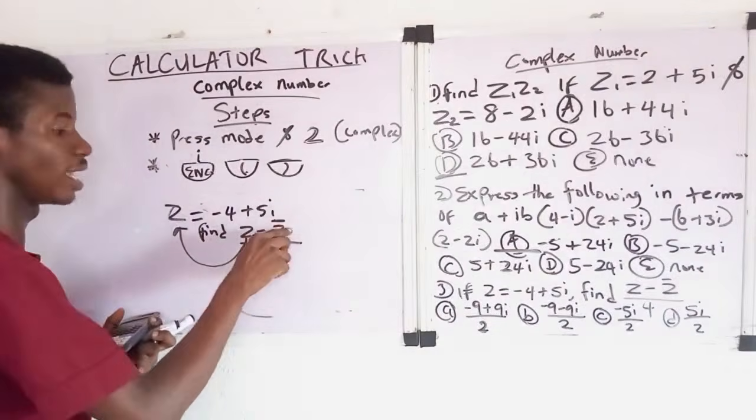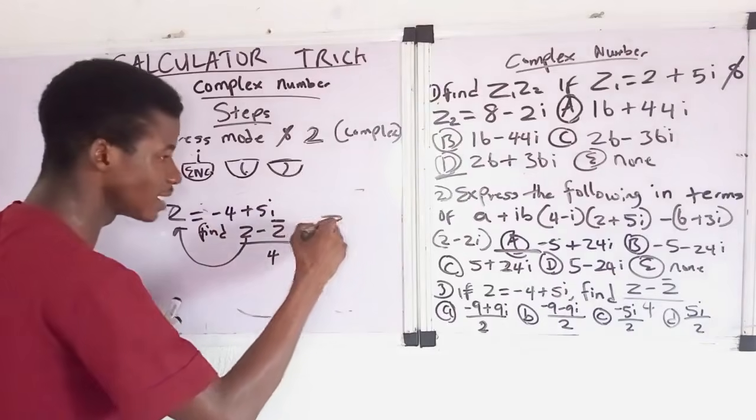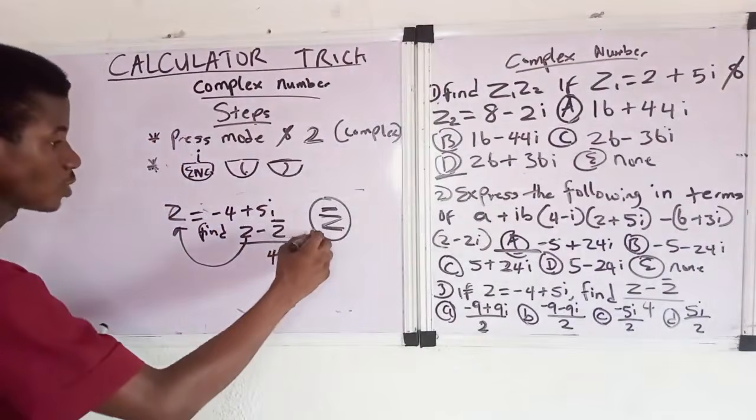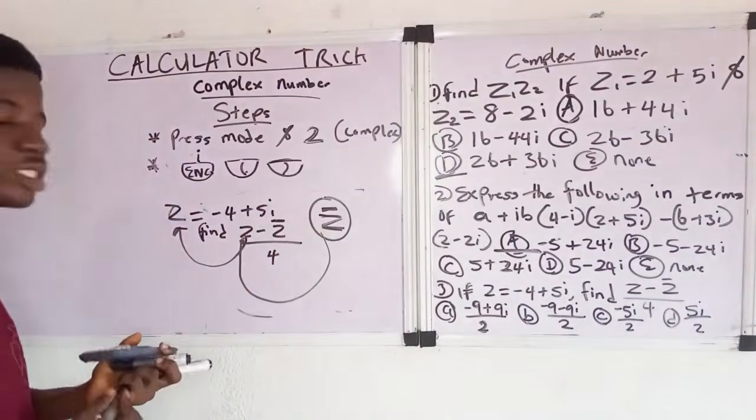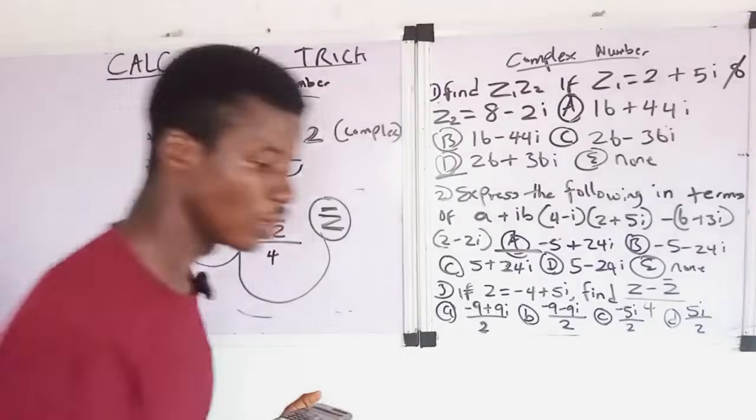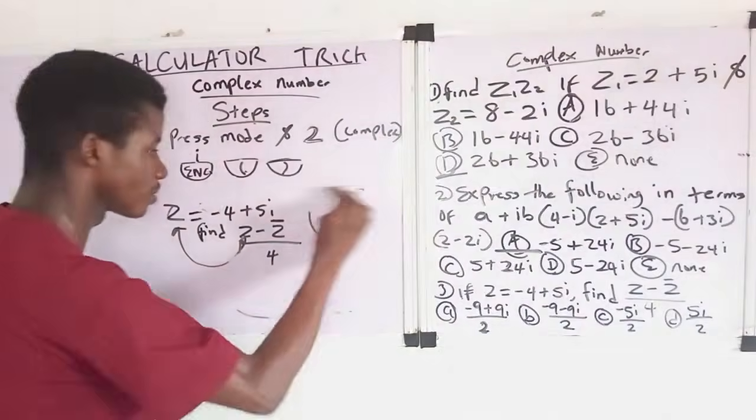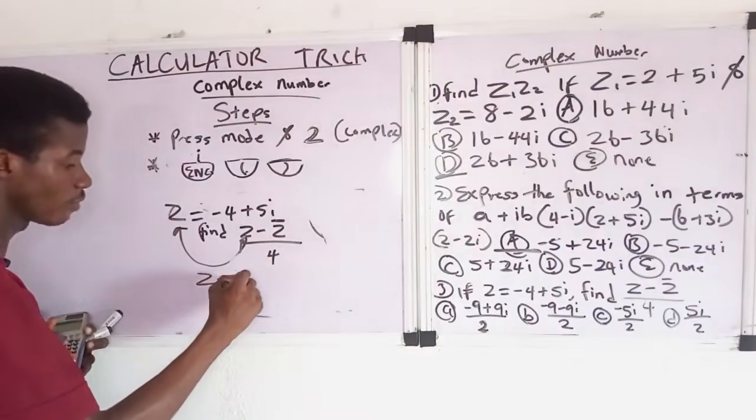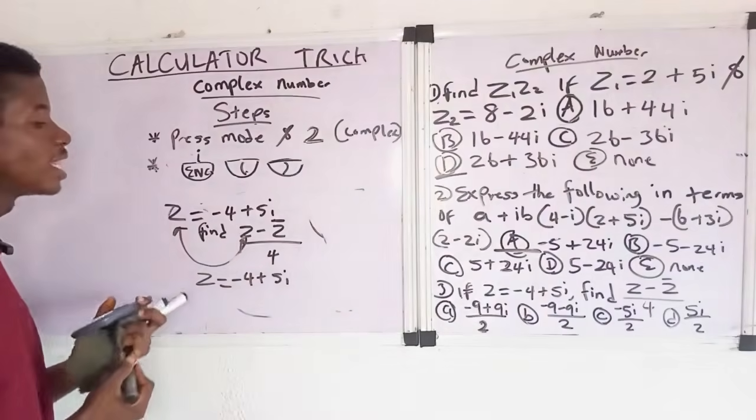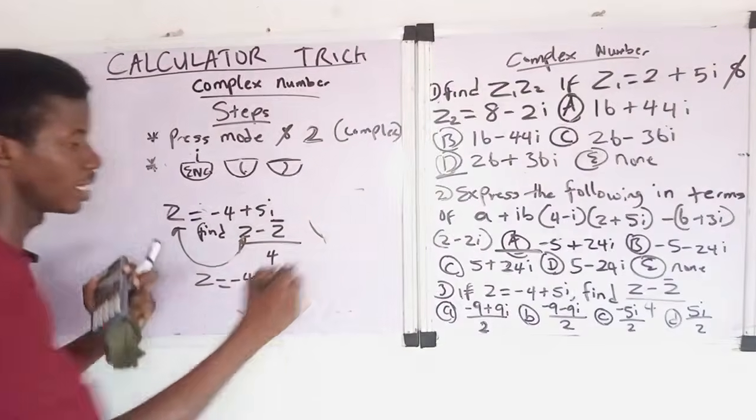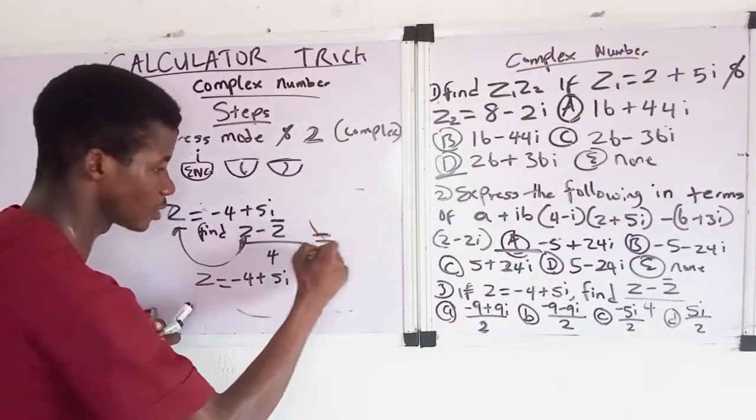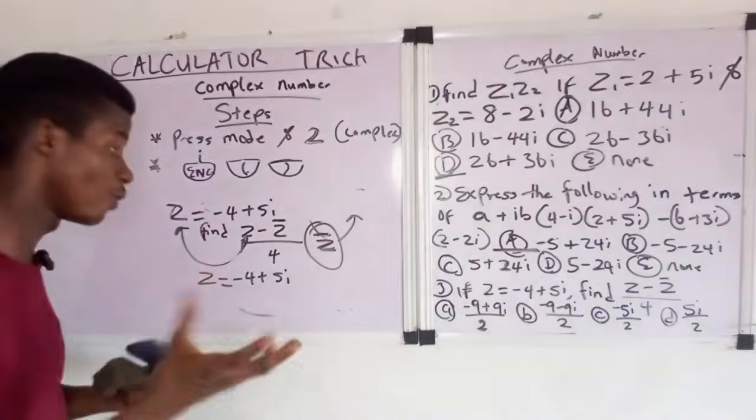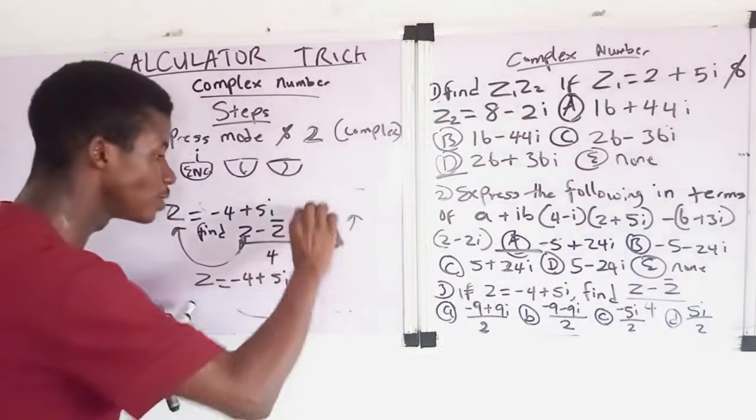Whenever you see z, then you see this thing on top, it means that this is the conjugate form of z. Conjugate form of z means the opposite of z. Remember, z is minus 4 plus 5i, right? Now what about this one, z with a dash on top? This is the conjugate form of z, that is the opposite of z.